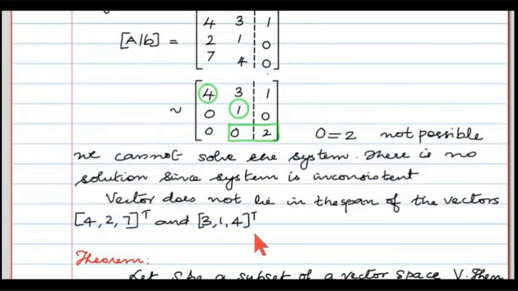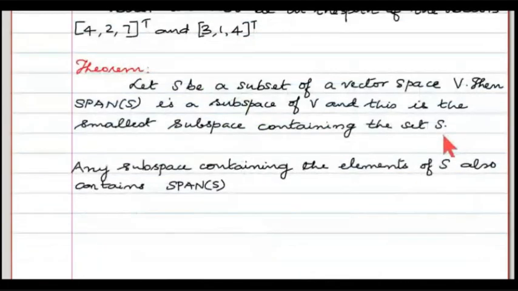Theorem: let S be a subset of the vector space V. Then the span of S is a subspace of V, and this is the smallest subspace containing the set S. So any subspace containing the elements of S also contains the span of S.